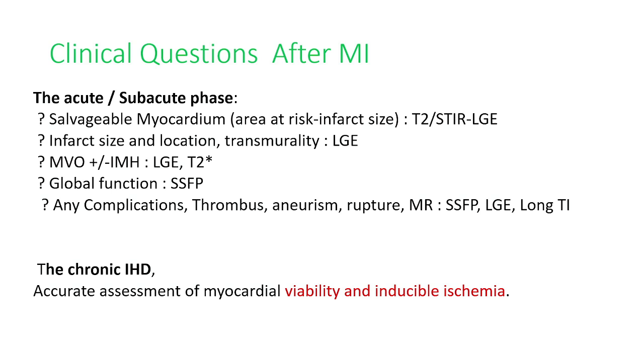So as a clinician, we have some questions in our mind after MI: what is the salvageable myocardium, what is the infarct size, what is the location, what is the transmurality of the infarction, and is there any microvascular occlusion or intramyocardial hemorrhage, and obviously what is the global function, ejection fraction, and any complication like thrombus, aneurysm, rupture, or regurgitation. And in chronic cases, the question is whether this patient has viable myocardium or inducible myocardial ischemia.